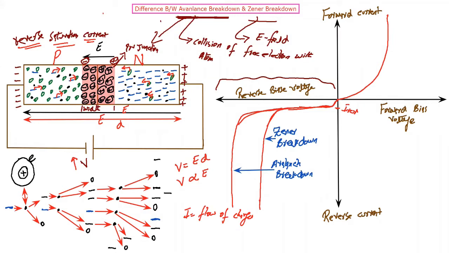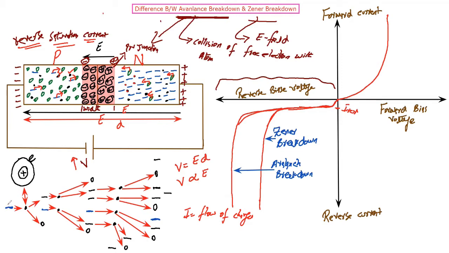When these minority carriers move toward the right side, what will happen? They will collide with the atom or crystal. Similarly, these holes will collide with the atoms present at the n side. So let's take this electron.